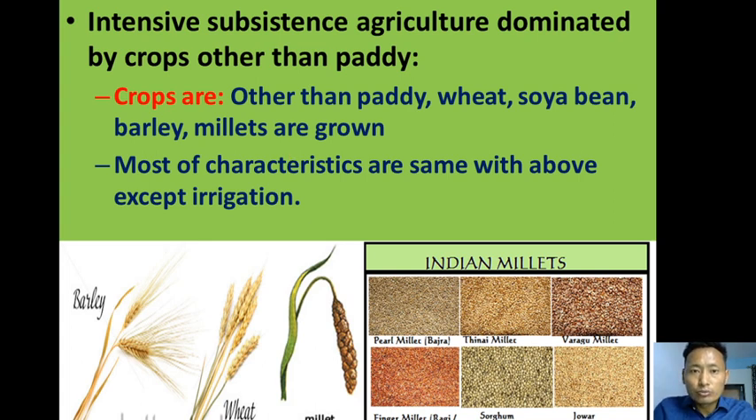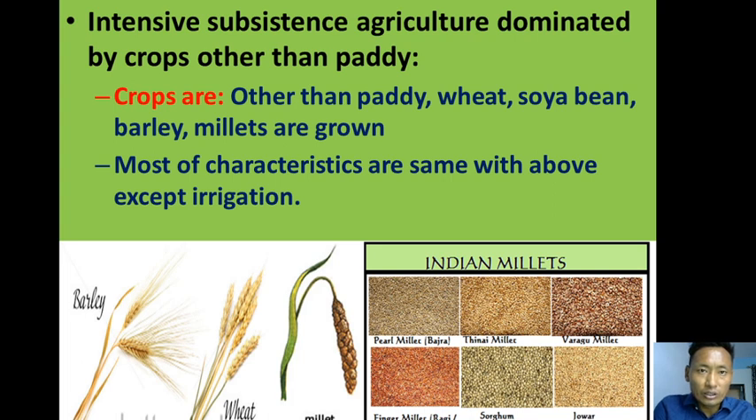Why? Because mostly these regions receive less rainfall. Because of that, they have to cultivate crops other than rice, because rice is a water intensive crop. Another reason may be the climatic condition. In order to grow rice, we need a warm and humid climate. Wheat, soybeans, barley, and millet can grow in very cold, very dry climatic conditions and in less rainfall regions. Because of that, they are cultivating these types of crops.